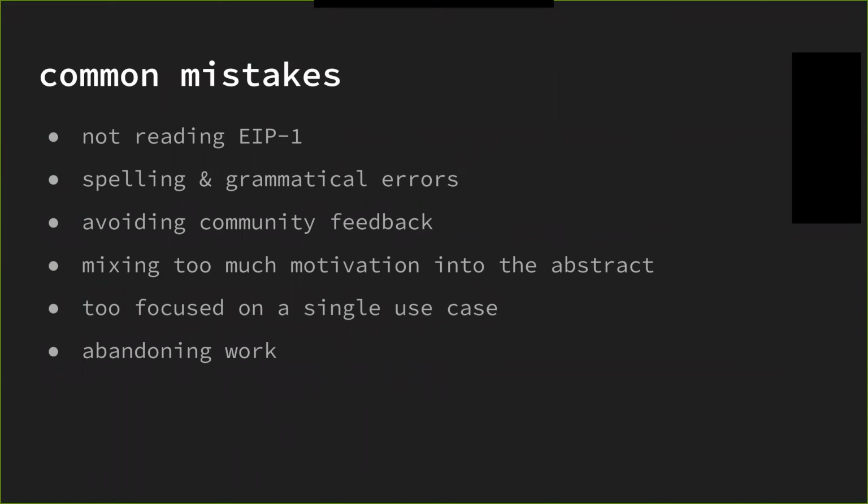So some common mistakes that I've seen while I've been looking through EIPs in the past, I think that the number one mistake is just people don't read EIP 1. EIP 1 is kind of your manual for writing an EIP. It defines everything very clearly. It defines how to write your EIP, like what should be in each section, what the process, what the stages are. And pretty much everything that I've talked about in this presentation is written explicitly in EIP 1.